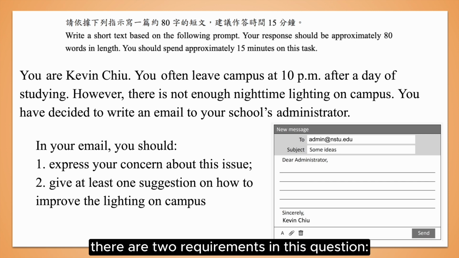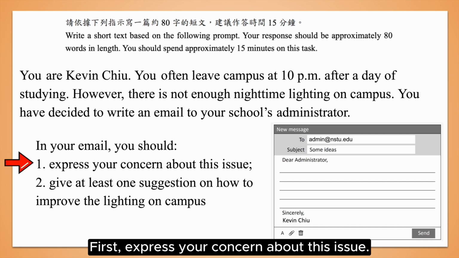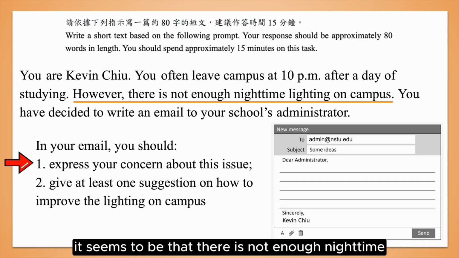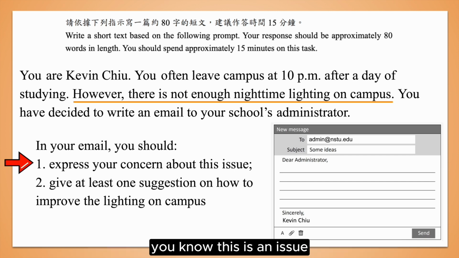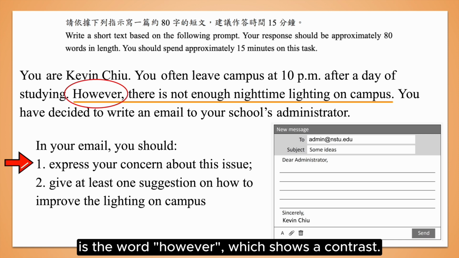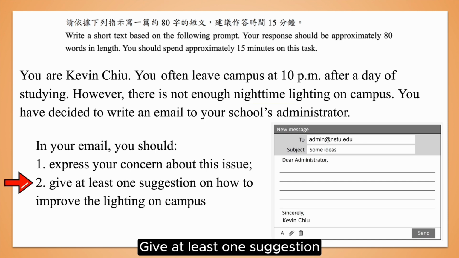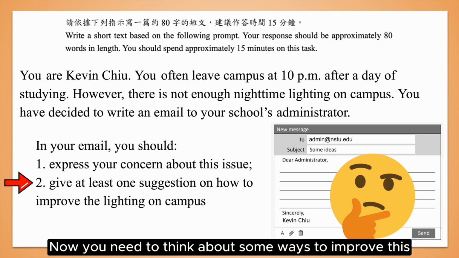As you can see, there are two requirements in this question. First, express your concern about this issue. So now you have to think, what is this issue? Well, if you look up at the prompt, it seems to be that there is not enough nighttime lighting on campus. And the key word here that helps you know this is an issue is the word however, which shows a contrast. How about the second point? Give at least one suggestion about how to improve the lighting on campus. Now you need to think about some ways to improve this issue.